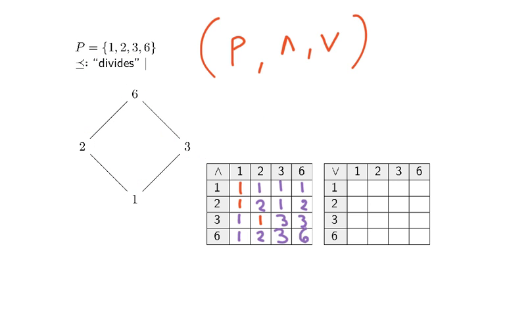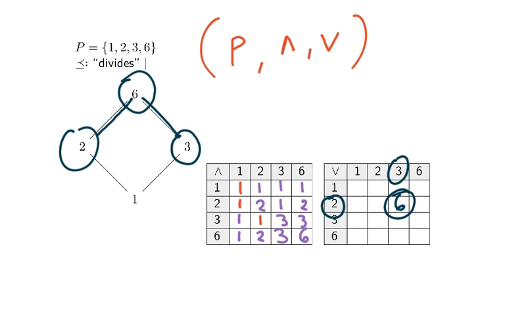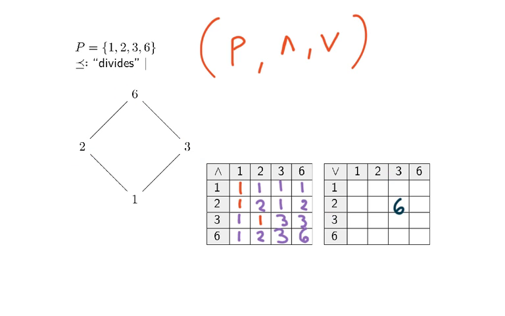Now let's complete the table for the join. In the case of the relation division, that is going to be the least common multiple. So if I ask what is the least common multiple between 2 and 3, well, it's going to be 6. I can see that also in the drawing, in the Hasse diagram: between 2 and 3, the least upper bound is 6. So that's the 6 that I put here. In that way, I can complete the least common multiple between two numbers by just deciding what it is, or just looking at this diagram.